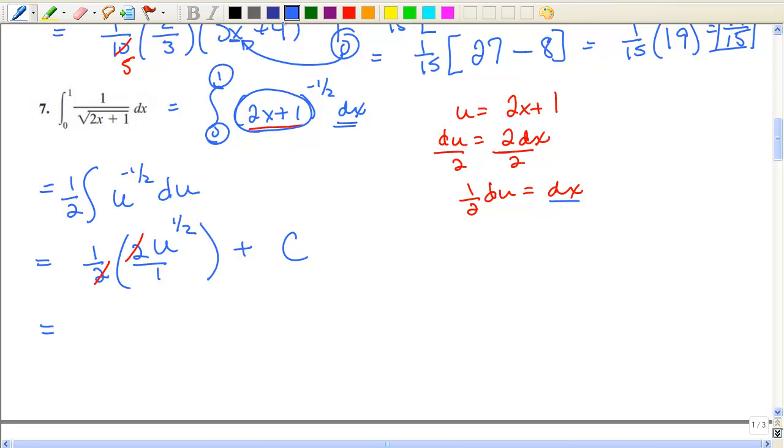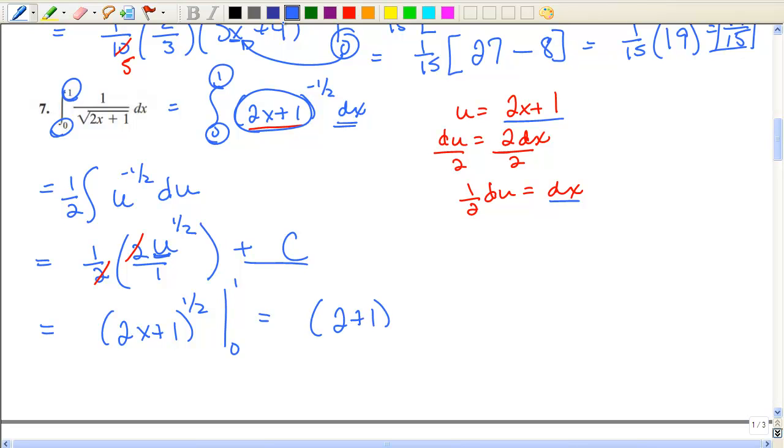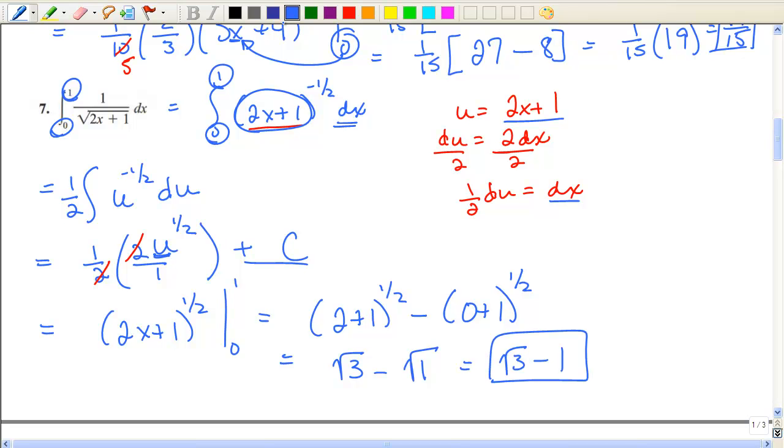Now I'm going to go back and change u in terms of x, so that's 2x plus 1 to the 1/2 power, but instead of plus c, I'm going to go back to my limits in terms of x, 0 to 1. So let's see, I've got 2 plus 1 to the 1/2 power minus 0 plus 1 to the 1/2 power. So the 1/2 power is the square root, so that's the square root of 3 minus the square root of 1. Final answer.